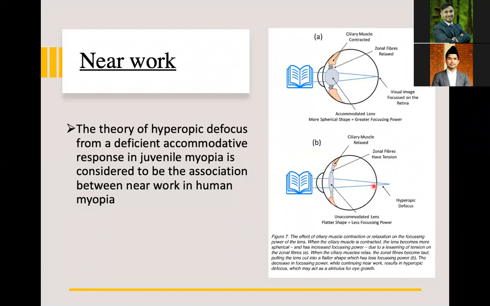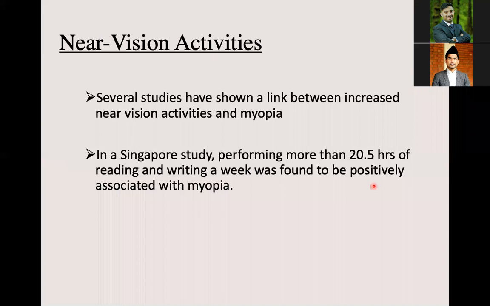Several studies have shown a link between increased near vision activities and myopia. In Singapore, a study found that more than 20.5 hours of reading and writing in a week was positively associated with myopia. That means people who perform near work more than 20.5 hours per week have some sort of myopia development.